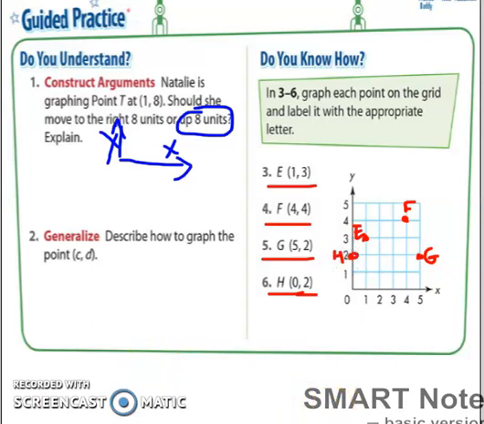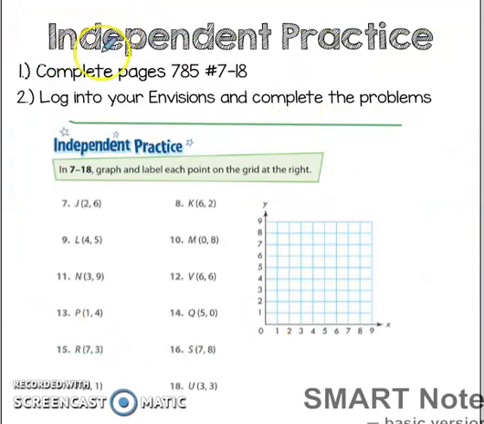Okay. Easy peasy. Okay, so you're going to finish this page plotting all these crazy points all over this grid. Okay, you're going to log into your Envisions and complete the problems there.